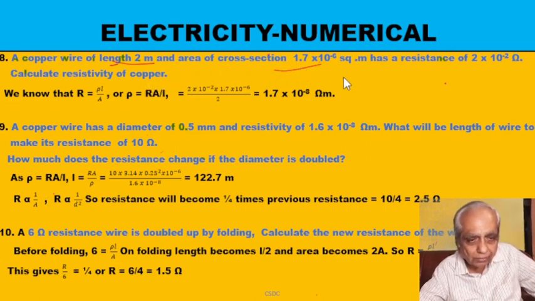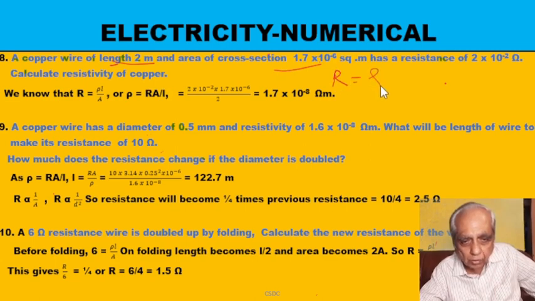So this is very simple. Write the formula. R is equal to rho L upon A. I want to know rho. So rho would be RA upon L. So that's what I have written here. Substitute the values, you will get the answer. In this sum, values are also given in SI system: square meter, meter and ohm. So resistivity, you know, is ohm meter.